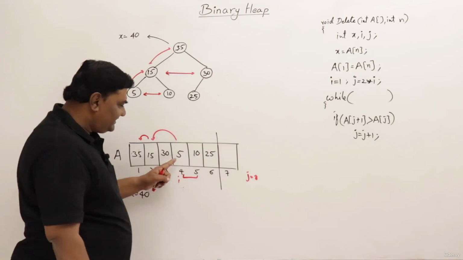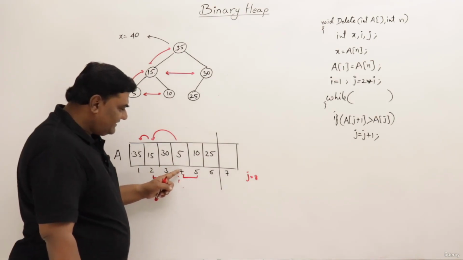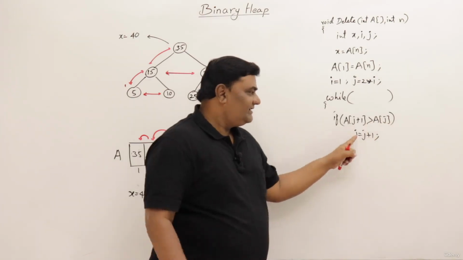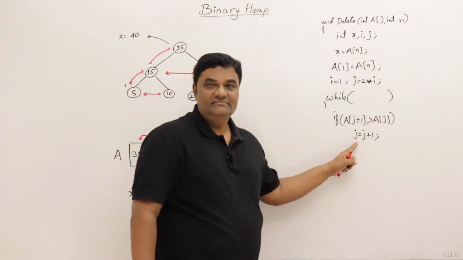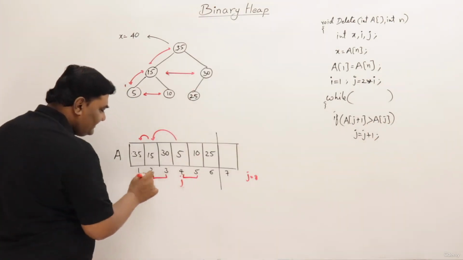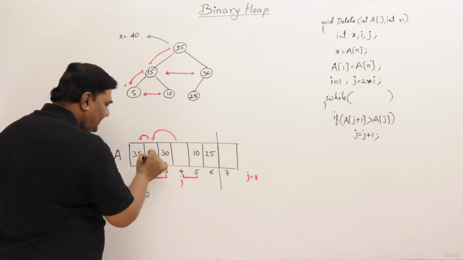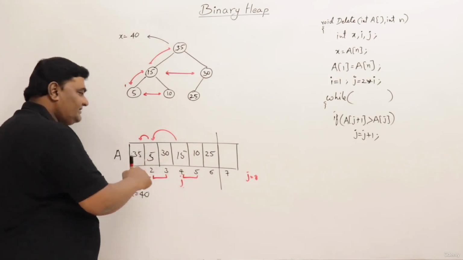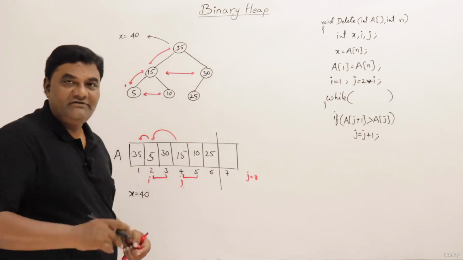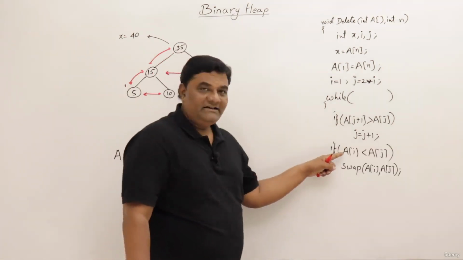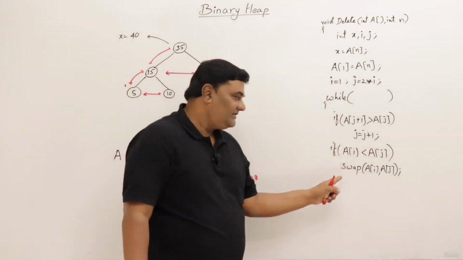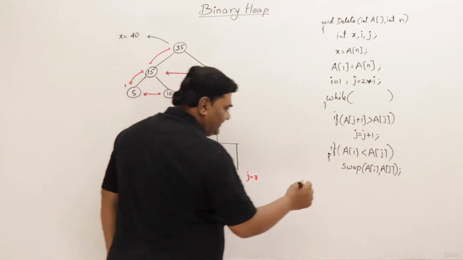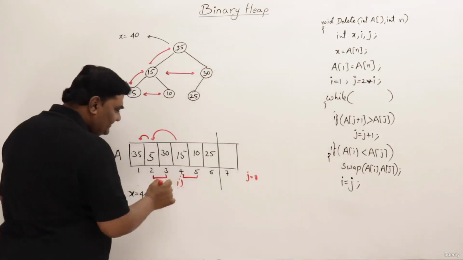See, wherever j is, suppose j is pointing here at 4, then the right child is the next element only. So if a of j plus 1 is greater than a of j, then move j to the right child. Like j was here, I was here, and element 5 was here and 15 here. Compare a of I with a of j. If a of I is smaller, then interchange a of I and a of j. If the parent element is smaller than the child element, then interchange parent and child, and also bring I to the place of j. So I will come at the place of j.